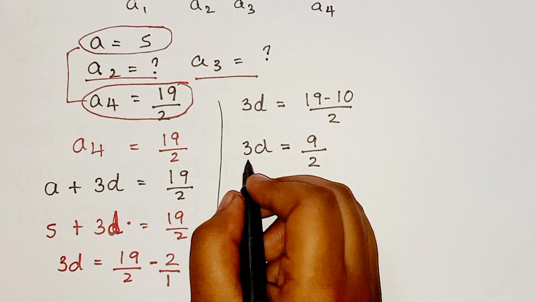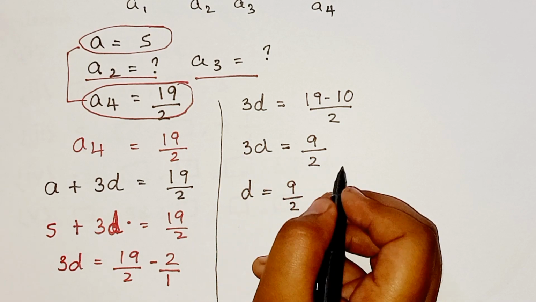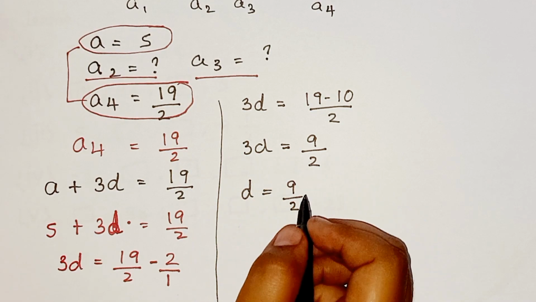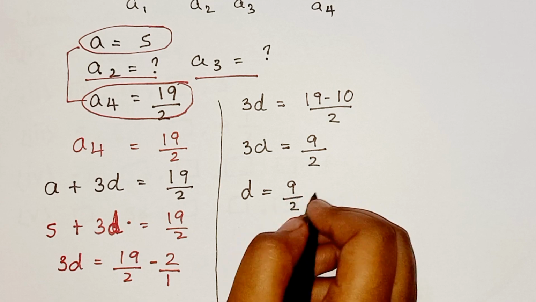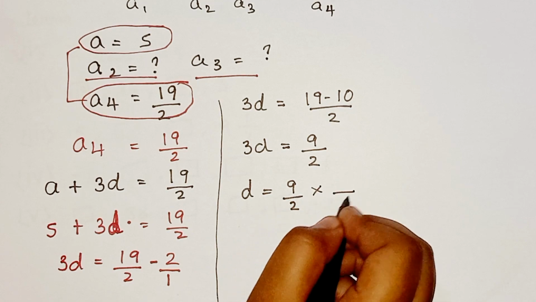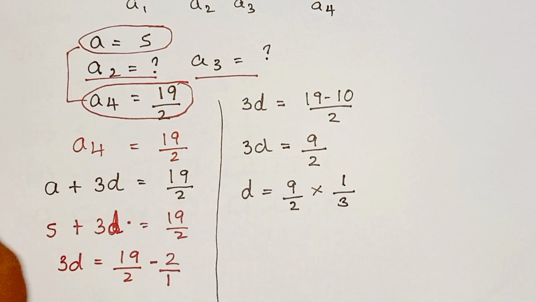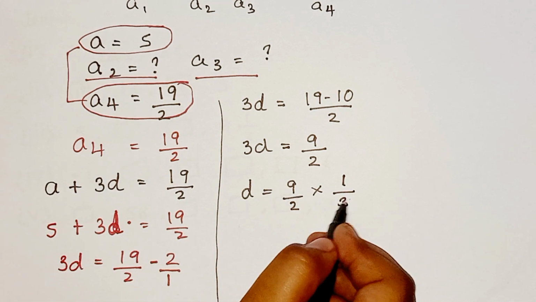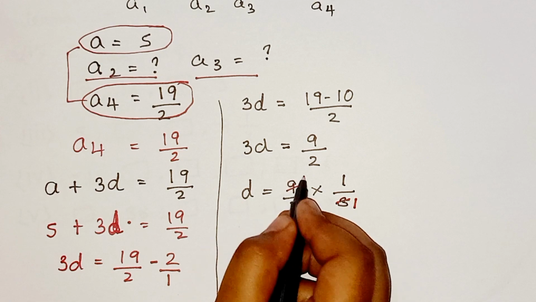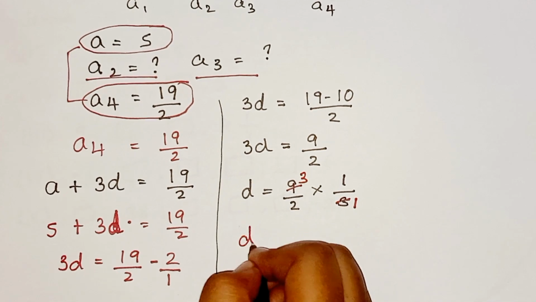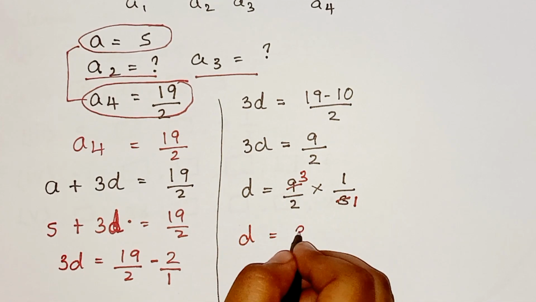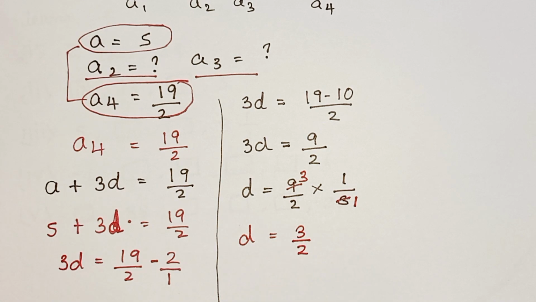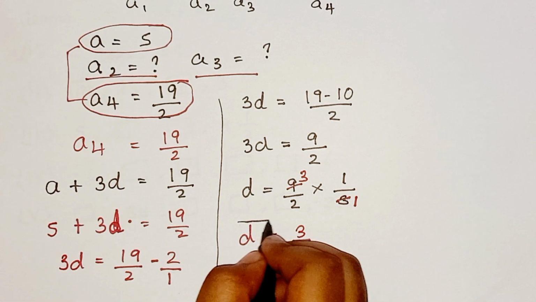Here it is 3 into D, isn't it? So when it comes to that side, it changes into division. So let's write divided by 3. Here nothing is there means 1. Now we can cancel the values. 1 3 is 3, 3 3s are 9. So D is equal to 3 divided by 2. Okay, so finally we got the D value.